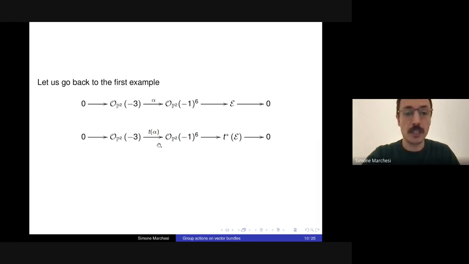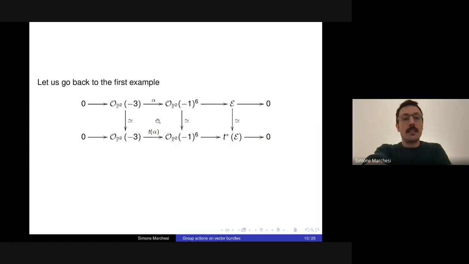Suppose that this is invariant. Because of the resolution we have, this isomorphism that we have on the right extends to an isomorphism of the whole resolution. Basically the invariance, and this is a key point that I will use many, many times in this talk, is equivalent to having this commutative diagram. It's fundamental, because in this case, let's think.